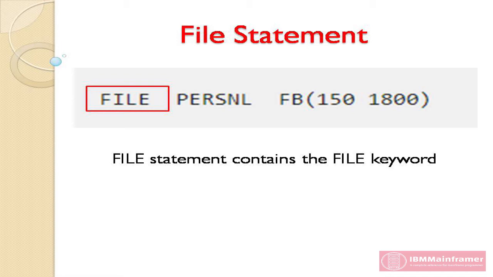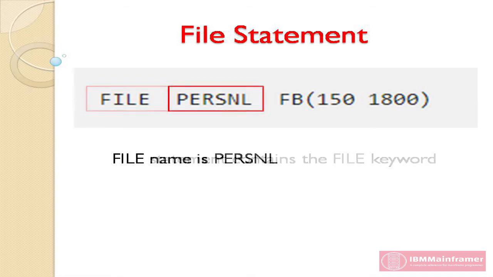A file statement must be included for every file that your program uses for input or output. The file statement tells the program where to get the data that you want processed, and can also provide information about how the data is stored. To do this, the statement must include a file name. In our example, the file name is personal.